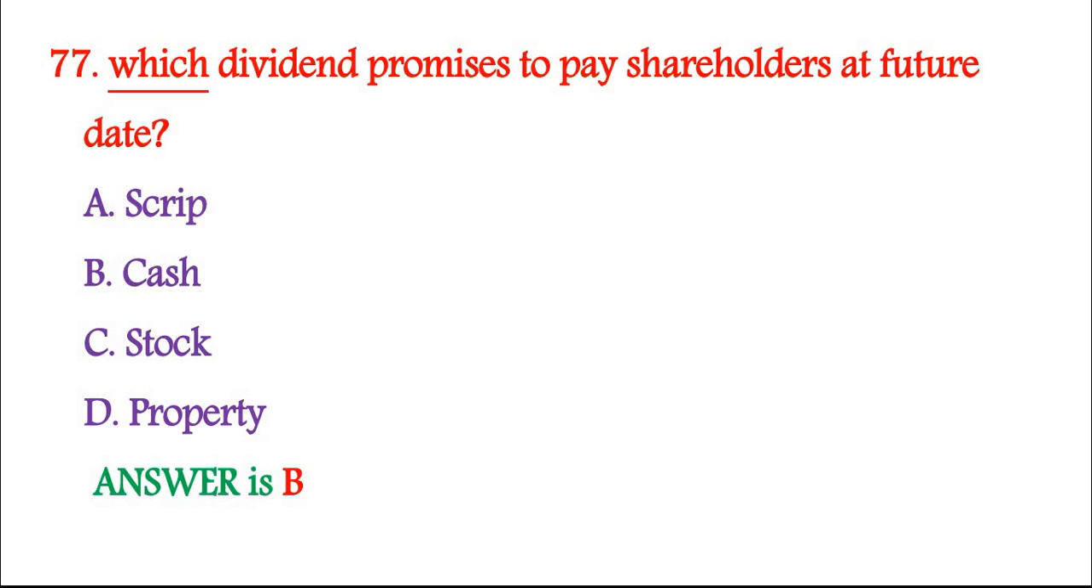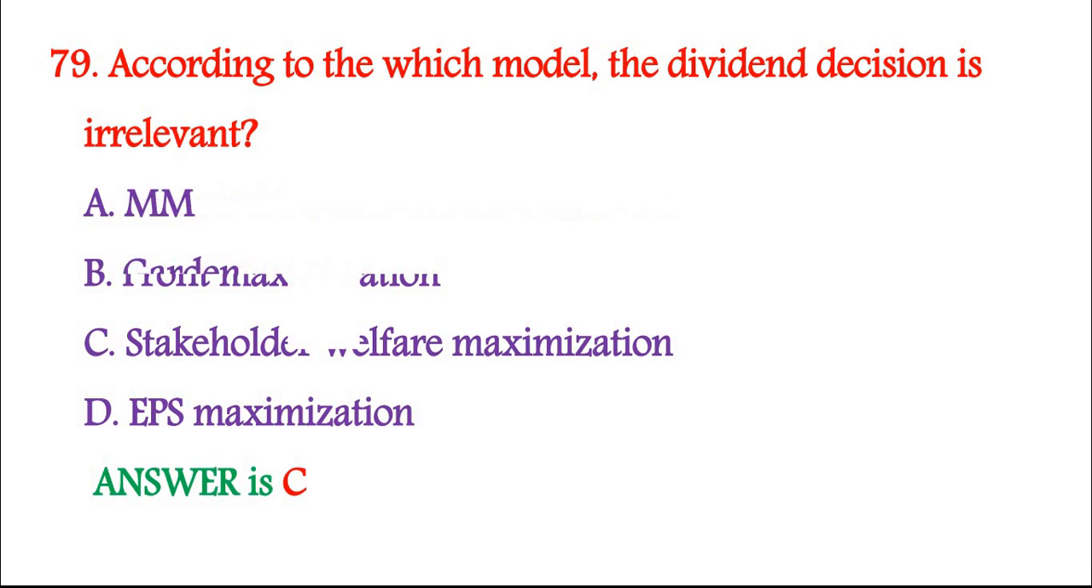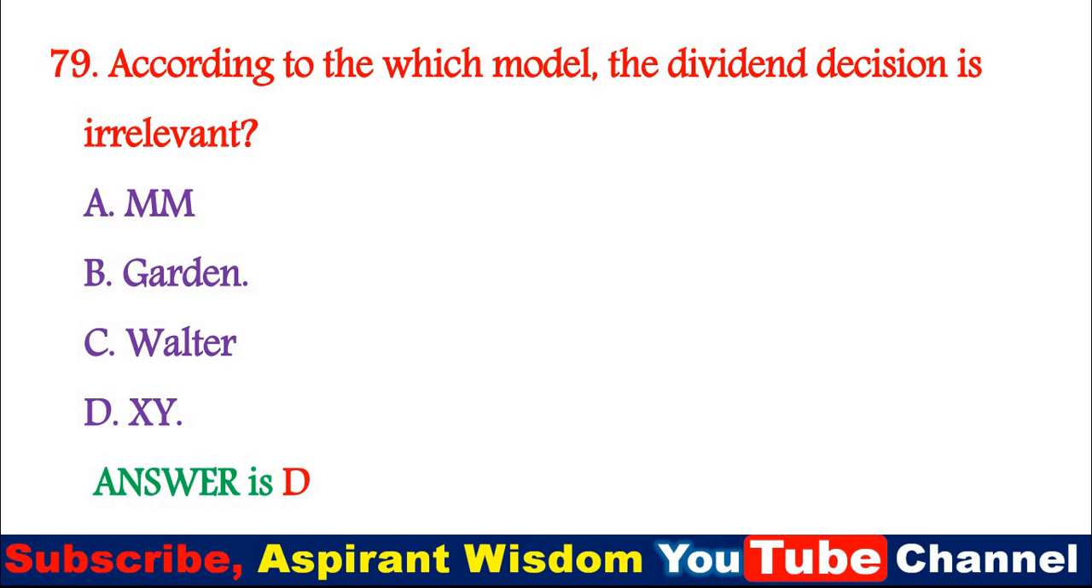77. Which dividend promises to pay shareholders at future date? A. Scrip, B. Cash, C. Stock, D. Property. Answer is B. 78. Which is concerned with the maximization of a firm's stock price? A. Shareholder wealth maximization, B. Profit maximization, C. Stakeholder welfare maximization, D. EPS maximization. Answer is C. 79. According to the which model, the dividend decision is irrelevant? A. MM, B. Gordon, C. Walter, D. XY. Answer is D.